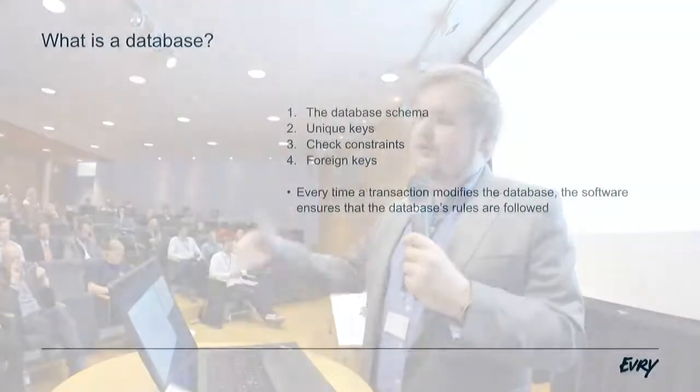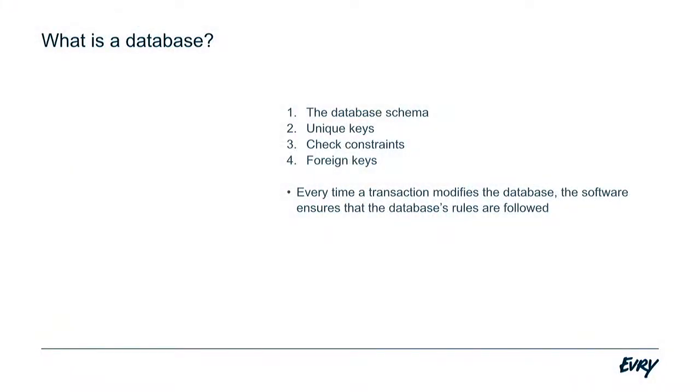There are unique keys, check constraints, which enforce relationships between column values in each row, and of course foreign keys, which enforce relationships between tables. All of this is changed by transactions, which are a collection of changes to a database that is accepted or rejected as a whole. Every time a transaction modifies the database, the software ensures that the database rules are upheld. If any part of the transaction violates one of these rules, the entire transaction will be rejected.